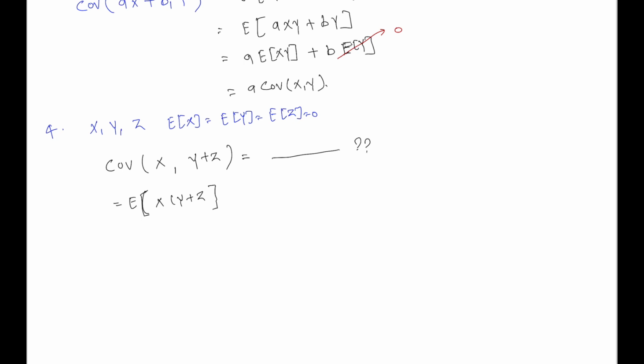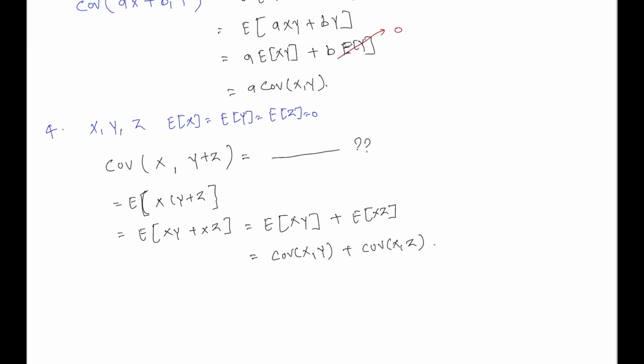Right, and now we can proceed further, and that would be expectation of x times y plus x times z. Using the linearity, we will have expectation of x times y plus expectation of x times z, and each has the expectation 0. So this will be nothing but the covariance of x and y, plus the covariance of x and z, right?